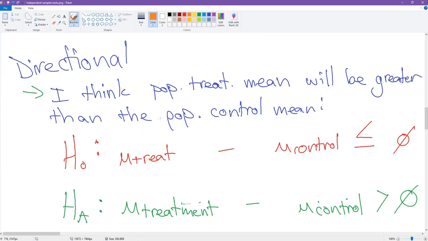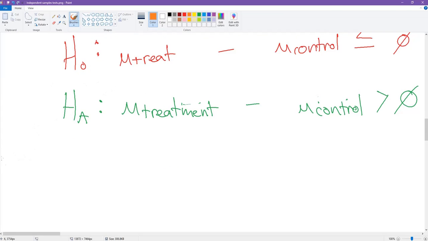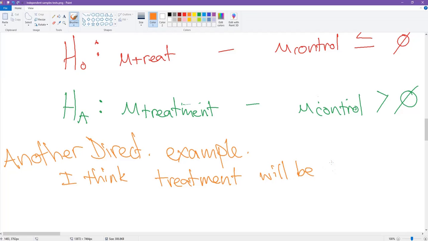In terms of directional hypotheses, you can totally make the opposite direction kind of hypothesis. Maybe you think that your population treatment mean will be less than the population control mean, in which case all that you would really have to do is this. Let me just scroll down a little bit and write that in another color. So, another directional example. I'm going to be lazy and just write treatment will be less than control.